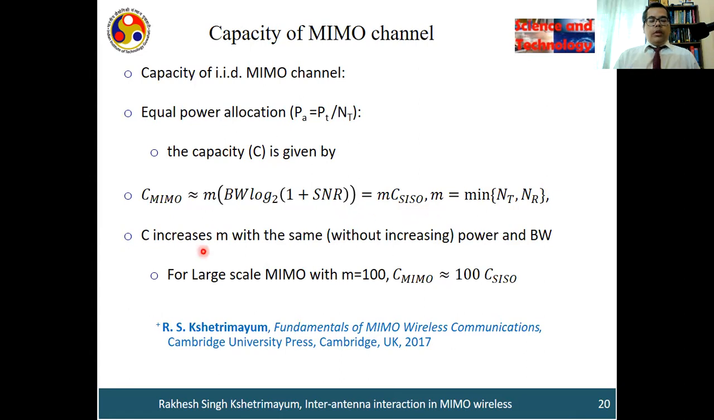SISO is the traditional wireless communication where it has only one antenna. So what you observe is that for this equal power allocation, for the best MIMO channel, where you don't have any kind of antenna correlation, you don't need to worry about that, the capacity for the MIMO system is M times that of the SISO system.